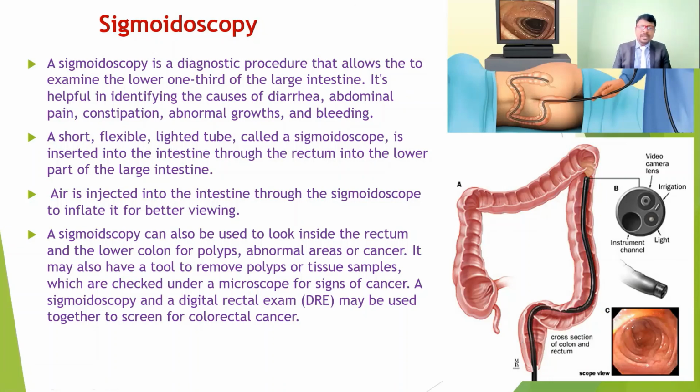The sigmoidoscopy and digital rectal exam may be used together to screen for colorectal cancers. Along with the finger examination, the digital anal finger examination, we can identify hemorrhoids such as piles, any abnormal growth, fistula, or fissures in the anus and rectum, and any infections or other abnormalities. So we find these through sigmoidoscopy and physical examination.